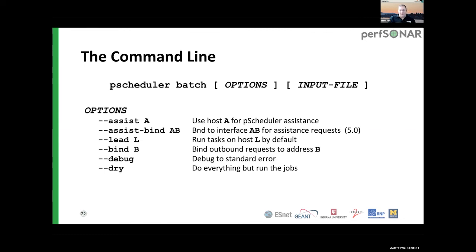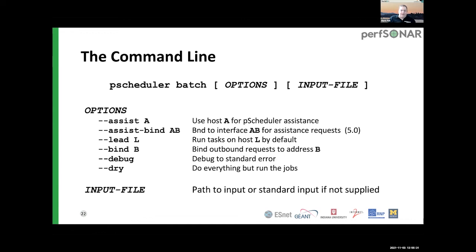And there are 2 other switches, debug and dry. Debug will produce debug output to the standard error, and dry will do a dry run, which does all the processing and does everything but actually run the jobs with pScheduler. So you can use that to just debug and see what kind of things are happening with it.